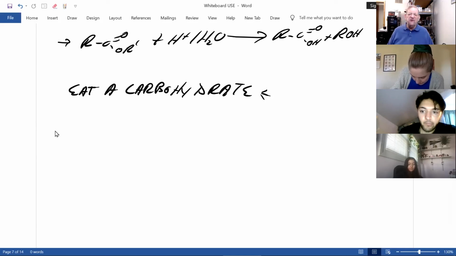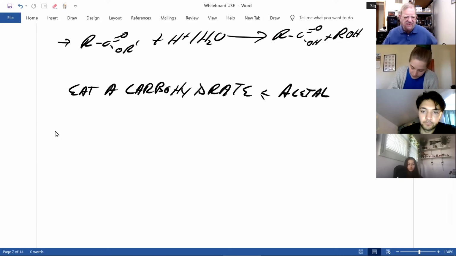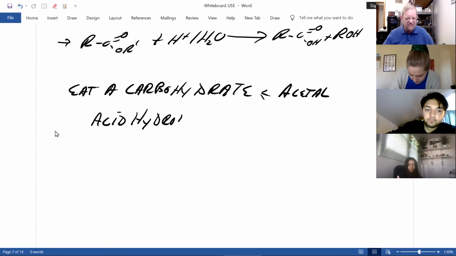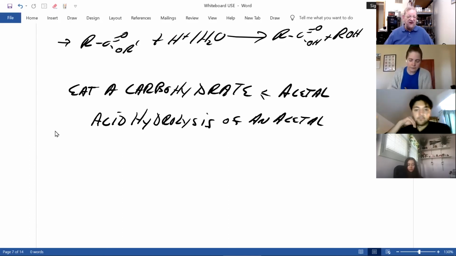And what functional group holds glucose together in carbohydrate starches? And that's an acetal. And so how do you describe it? Well, you eat it, you chew it, you swallow it. In your stomach is acid and water. We call that acid hydrolysis of an acetal. And that's how you describe it with words when you eat a carbohydrate.